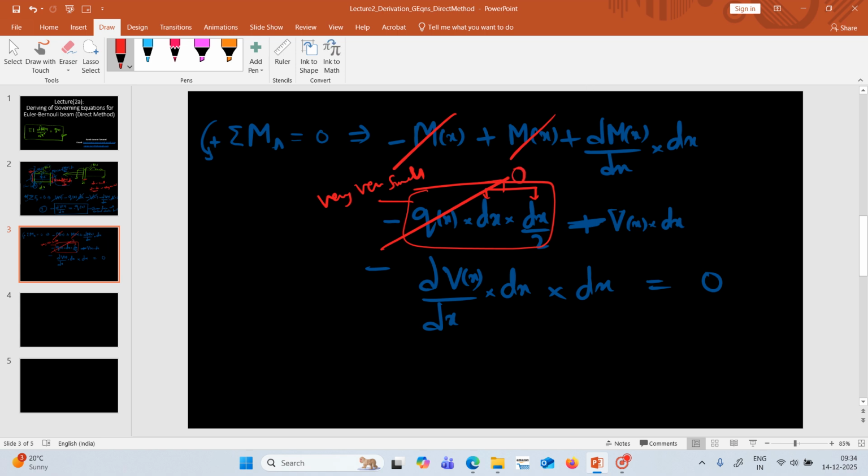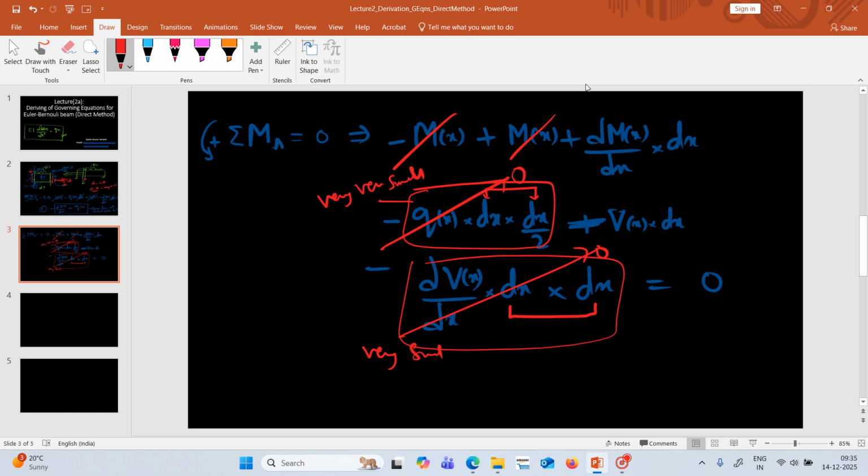Then this dx is also very, very small; we neglect it, and it is also 0. So what is remaining now? Let us see: this dM(x) by dx is remaining, and this is remaining. Write it: dM of x by dx into dx, minus V of x into dx, equals 0. The dx gets common and comes out.